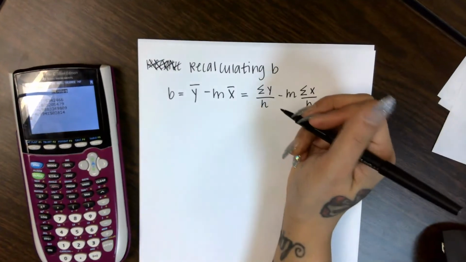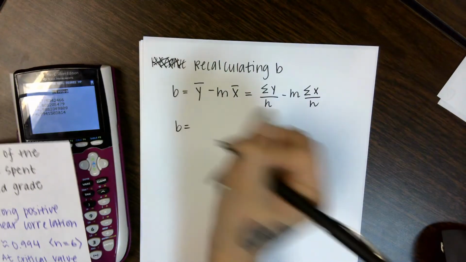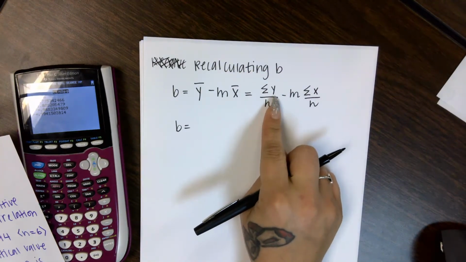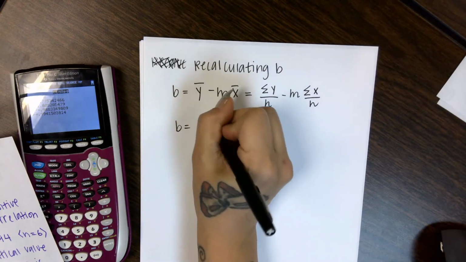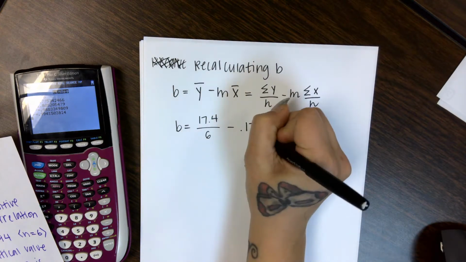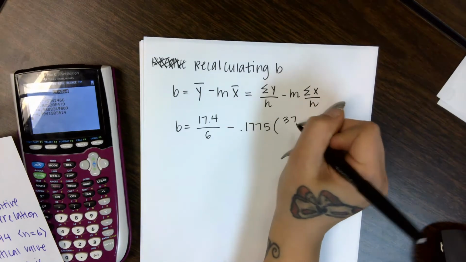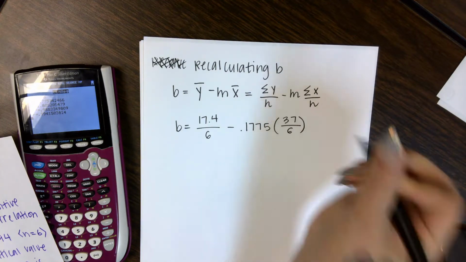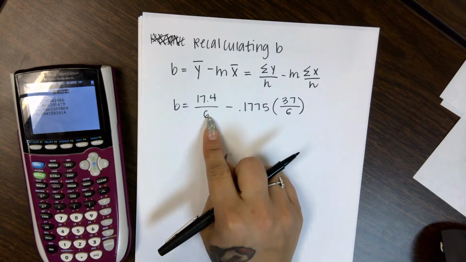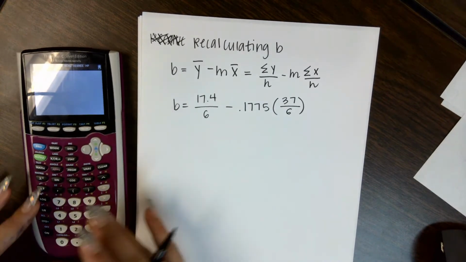Well, let me have this stuff in front of me. So my B is going to be equal to, I'm going to use this right here, the sum of my y's, which was 17.4 divided by 6. And I subtract from that my M, multiplied by the sum of my x values divided by the number of data points. I'm going to enter this little fraction into my calculator to do it step by step, just to show that I don't know what I did wrong. It could have been something.